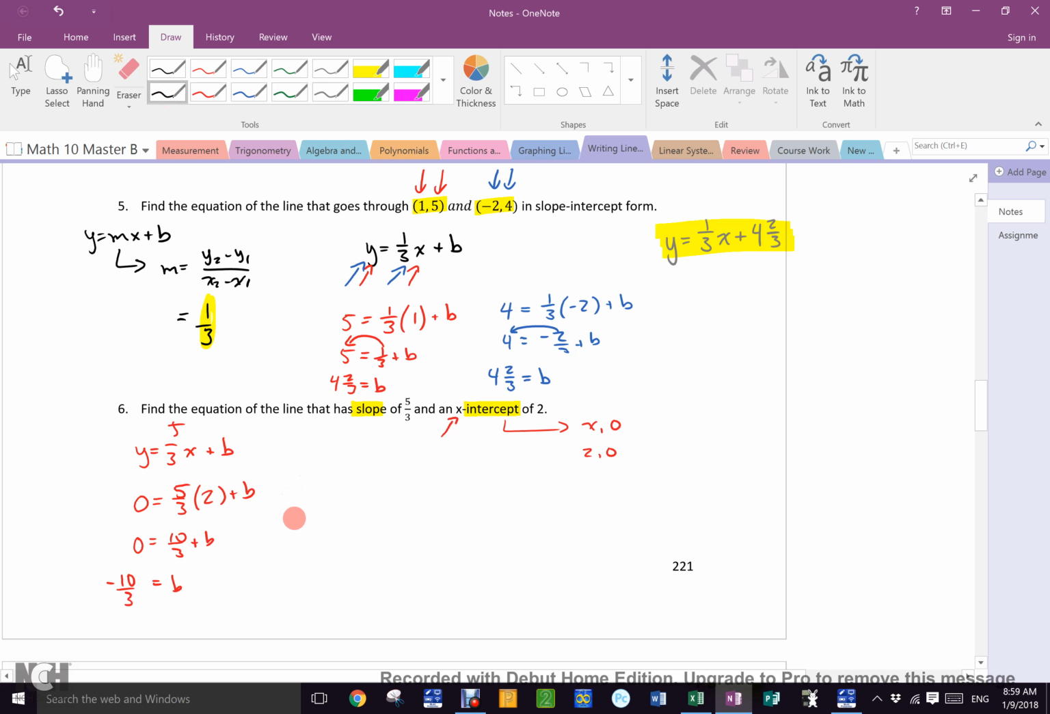Now, can you make the equation? What would the equation be? Plus? Minus 10/3. Is that cool? Since this is a point, could I also have done point slope form? Could I have done this? Since it's 2, y minus 0 equals 5/3 x minus 2. Could I have done that? Would that have been okay?